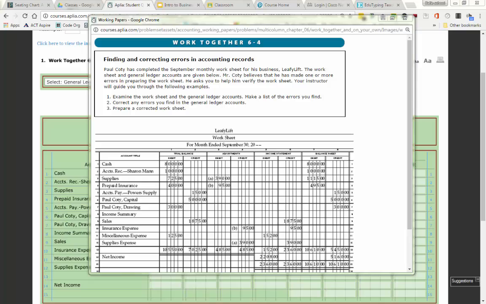Because we have a debit here of $10,550 and then we have a credit here of $7,025. That doesn't work. So what we're doing in 6-4 is we're looking at a worksheet and we're fixing what someone else thought they did right. Okay? So we can see immediately there's a problem here. And then let's take a look at our adjustments. What do you notice about our adjustments for Leafy Lift?